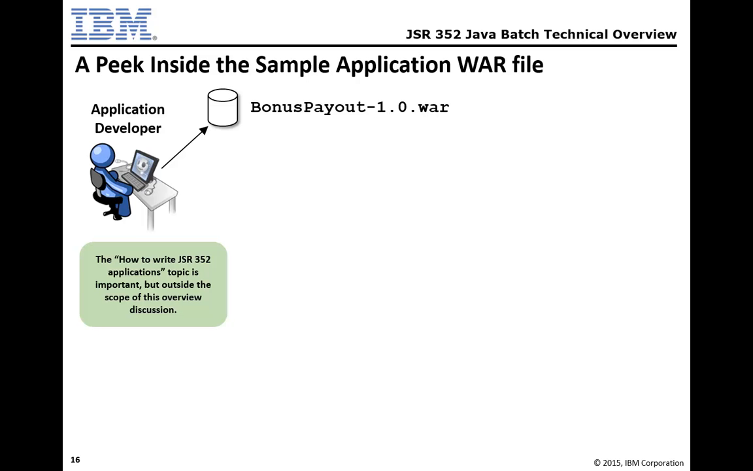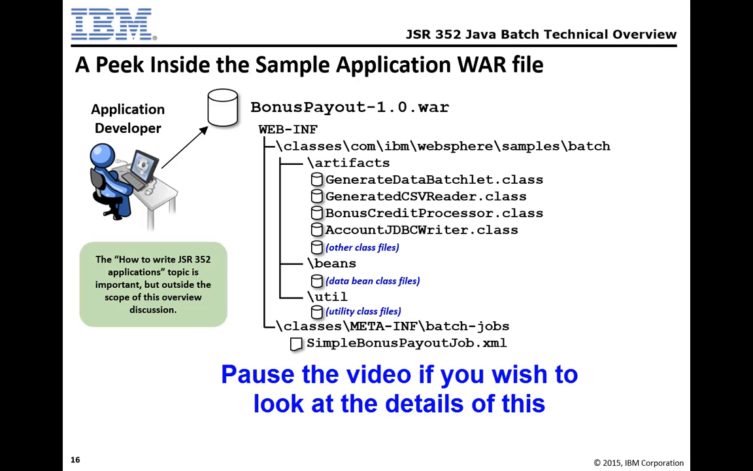At this point, we should pause and let you know that we're not going to be going into the details of developing a JSR352 batch program. It's an important topic, no doubt, but these details are beyond what we're trying to do here in this technical overview. For now, just imagine the Java developer has done all the right things and an application WAR file is produced. The contents of the WAR file look like this.